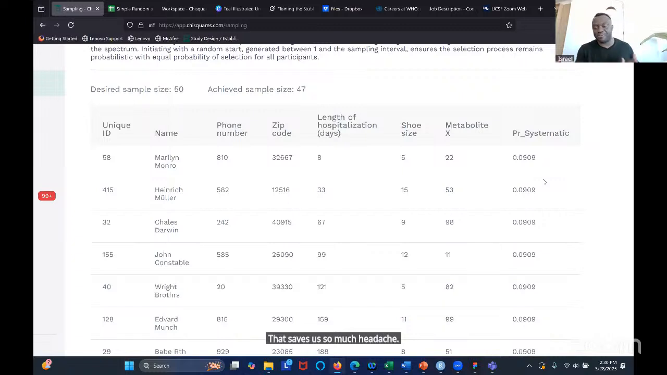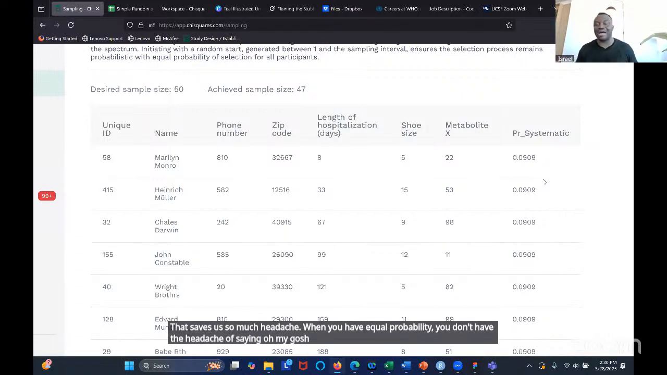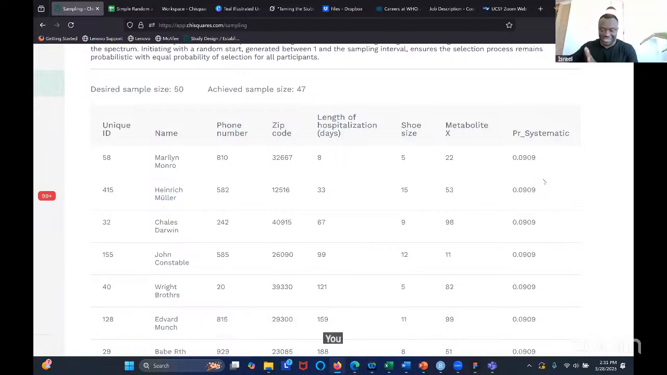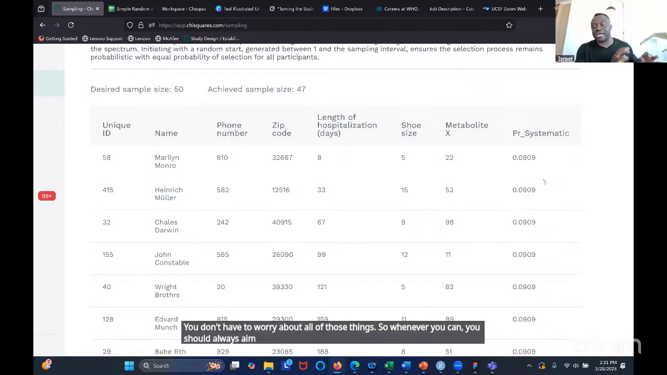When you have equal probability, you don't have the headache of saying, oh my gosh, how am I going to worry about weight? How am I going to calculate weight? How am I going to trim the weight? You don't have to worry about all of those things. So whenever you can, you should always aim for an equal probability technique, even when you're using clusters.